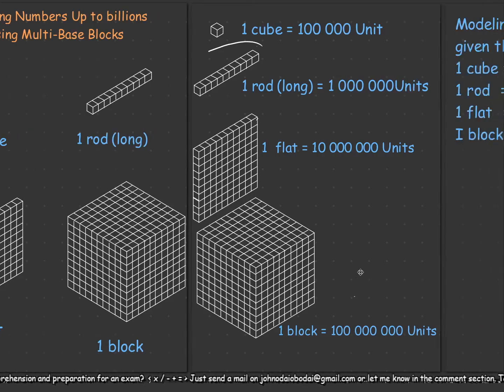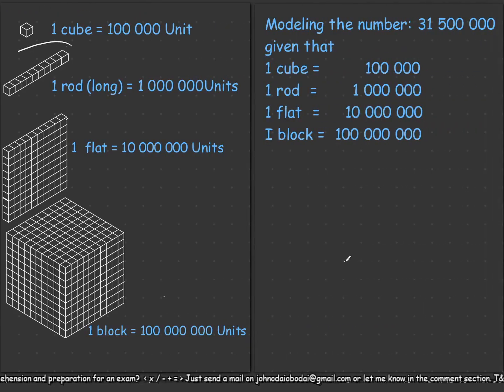So with that said, let's look at how we can apply this in solving modeling-based questions. Our question here says: model the number 31,500,000. Given that one cube represents 100,000, one rod represents what? Just as we have over here.